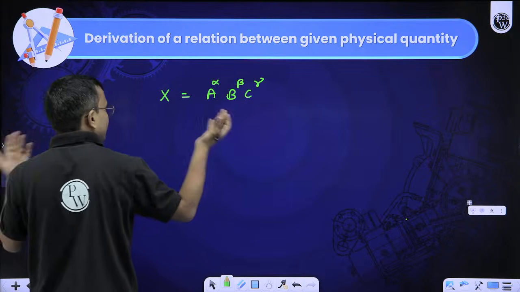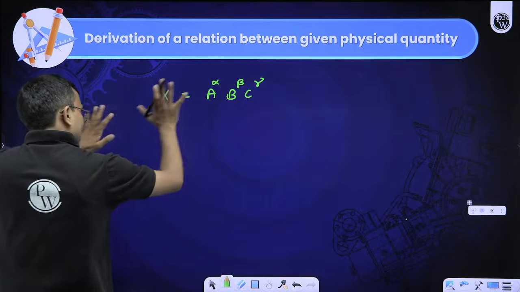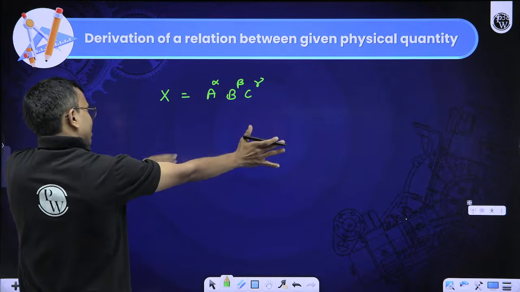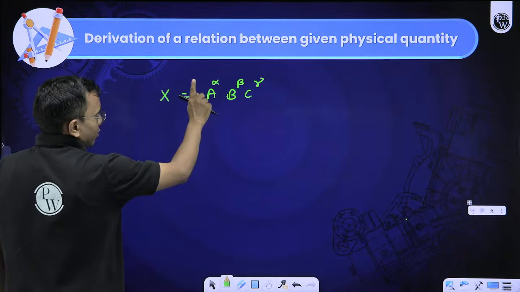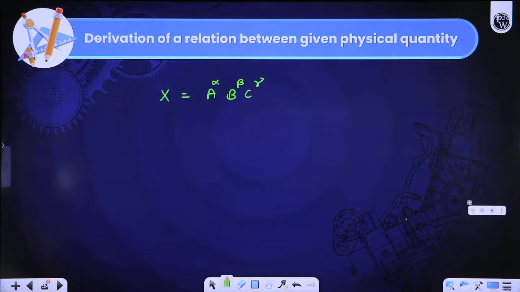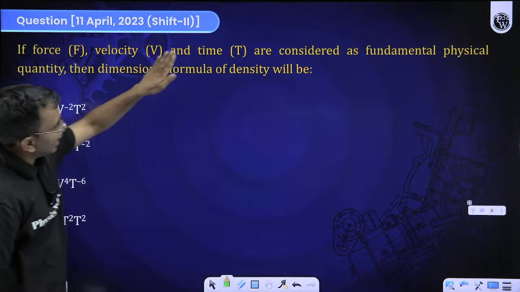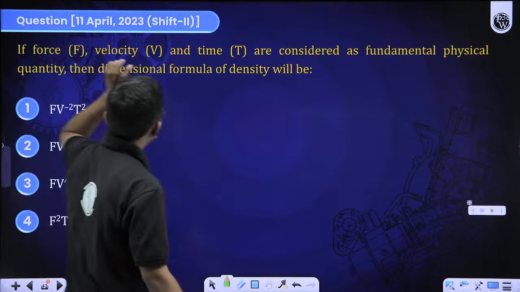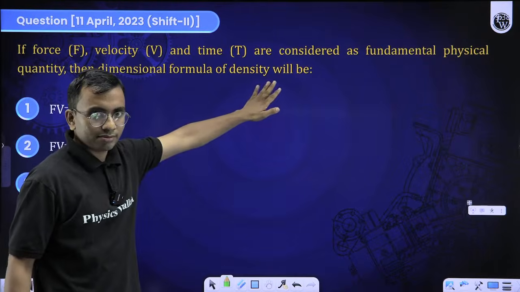What you need to do? Put the dimensions on both sides. Dimensions on left hand side has to be equal to dimensions of right hand side. Then you will write the equations relating the power of MLT. You will solve for alpha, solve for beta, solve for gamma. That way. I'll show you with examples. Let us take this example. If force, velocity and time are considered as fundamental physical quantities, then dimensional formula of density will be.